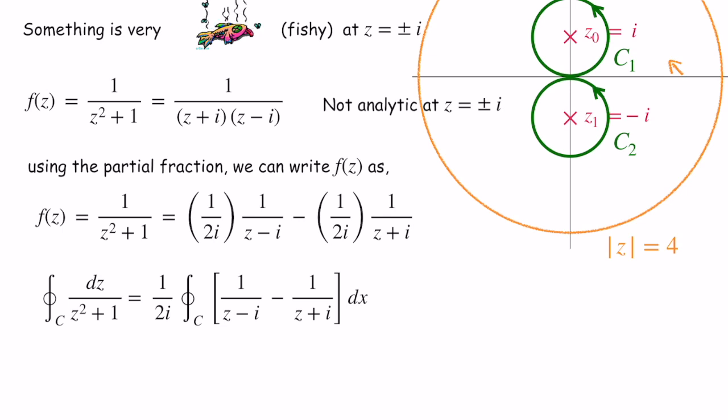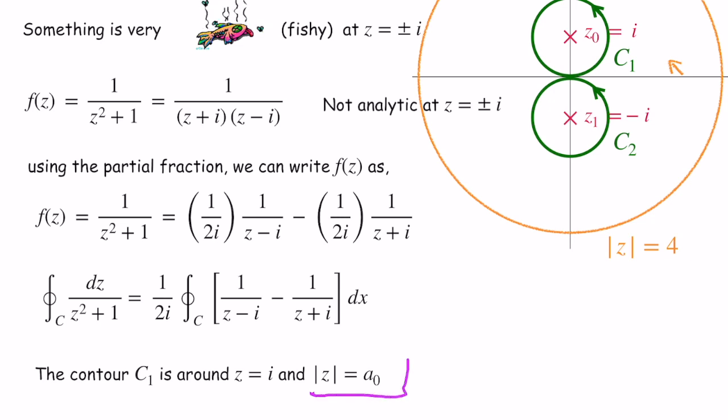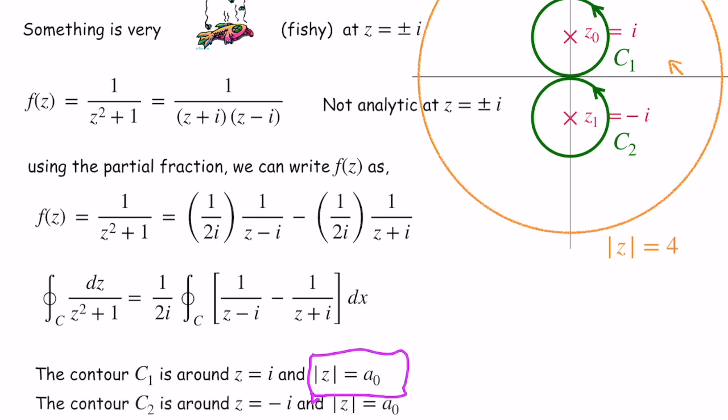So this is a result of simple partial fraction. We introduce two contours, that is circles, around z equal to i and z equal to minus i. We can keep the radius of the circles to be a naught, both of them being different. At least we have to choose the radius of these contours such that there is no overlapping region over the contours C1 and C2.